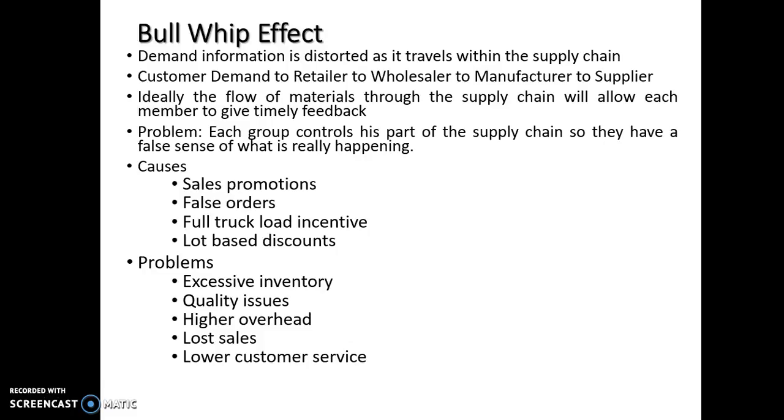False orders. A lot of times people will order multiple items from a clothing store, try on a couple, and decide to send the rest back. That information is sent back immediately down the supply chain, and if it's not communicated properly that we've accounted for false orders, then they may think that that's the true demand.